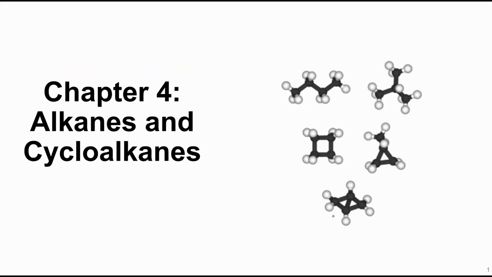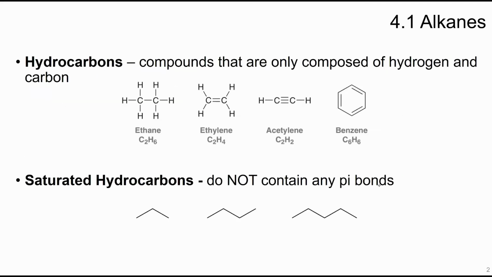Chapter 4 deals with alkanes and cycloalkanes. Alkanes are hydrocarbons, and hydrocarbons are compounds that are only composed of hydrogen and carbon. So you can see a couple of examples here that have varying degrees of saturation. So this is the fully saturated ethane. We add a double bond that makes it ethylene, triple bond makes it acetylene, and then benzene here has 4 rings or double bonds. Saturated hydrocarbons do not contain any pi bonds. You can see all of these have single bonds only. So those are saturated hydrocarbons.